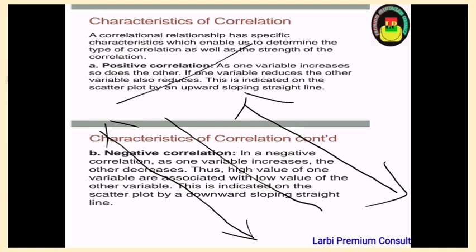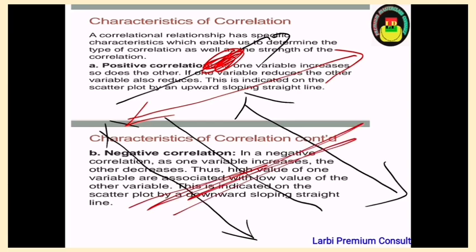A positive correlation will look like the one I've indicated. The red one will be a positive correlation, but the black one will be what? Let me erase this. This one is not part of what I'm trying to teach you. The red one will indicate a positive correlation. The black one down here will indicate a negative correlation. So let's take note of that.